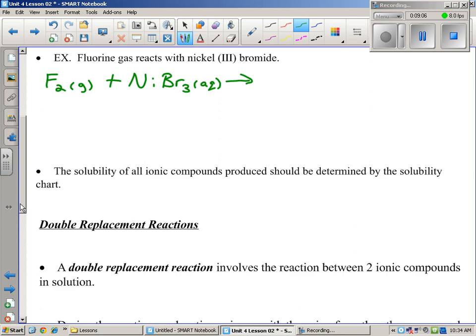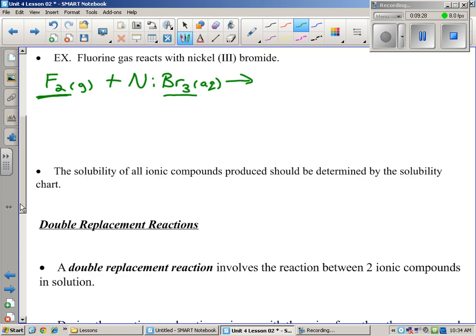So non-metals can switch places as well. It doesn't have to be a metal and a metal. It could be a non-metal and a non-metal. This is my non-metal here. Before it was a metal and it switched with the metal. Now it's a non-metal. It's going to switch with the non-metal here. So they're going to switch places.